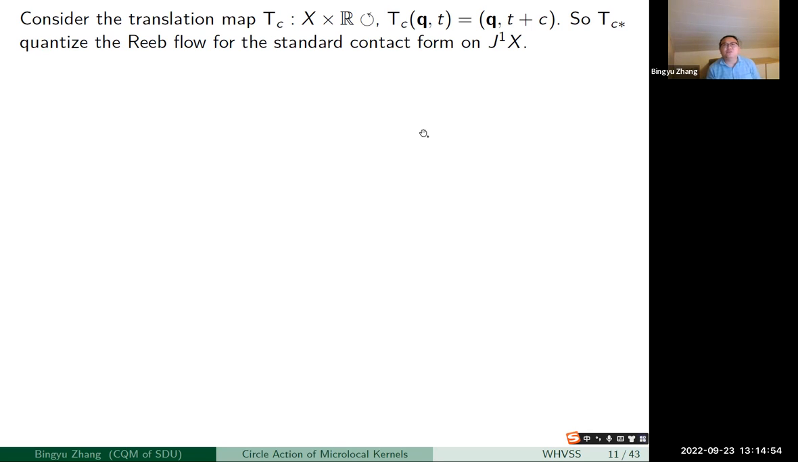Since we are considering sheaf, we first consider the translation on the base. It's very simple by this formula. It's given by here. And on the category of sheaves, we consider the direct image, and one can prove by some microlocal estimate that on this category T_c star plays the role of a Reeb flow on the contact form, the standard contact form on one jet space.